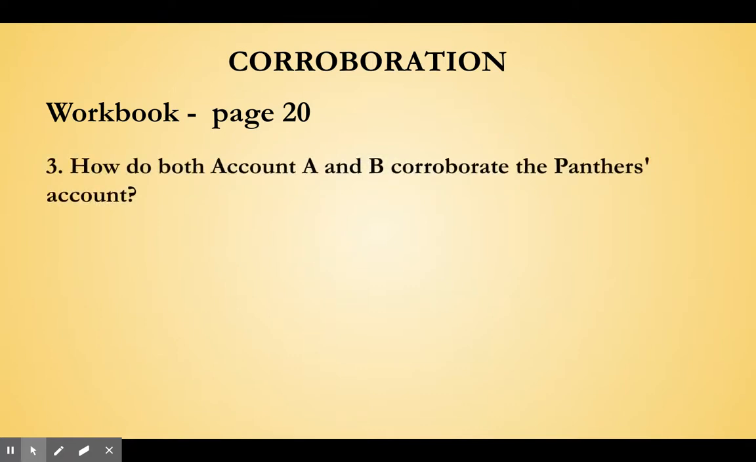Question 3, how do both account A and B corroborate, agree with the Panthers account? Remember, the Panthers say that they could not have vandalized the locker room because they weren't there. They were having pizza. So do account A and account B support what the Panthers say or not? So you're going to stop the video, answer the question, and come back to me when you're done.